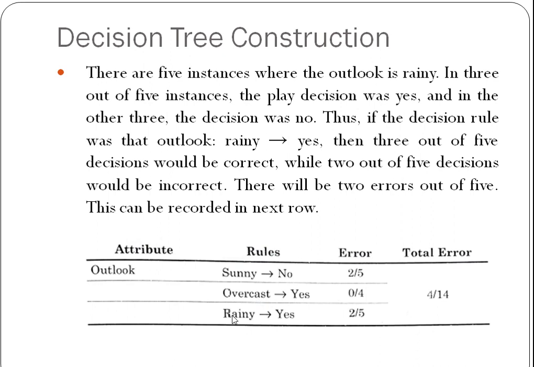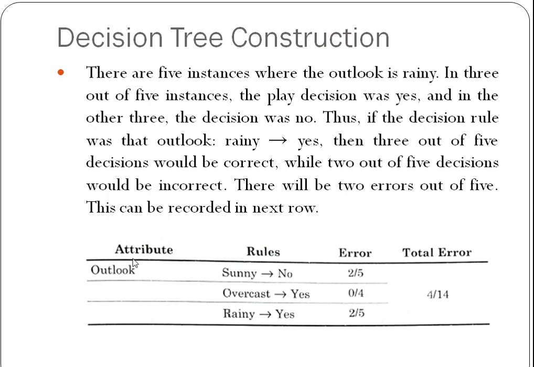Next, similarly, the third value is rainy. I will choose rainy and yes. If you go back and see in the table, there are 5 instances where outlook is rainy, and out of those 5 instances, for rainy yes, this rule is true in 3 instances. In 2 it is false. So what is the error? 2 out of 5. Total 5 plus 5 plus 4, so 14 records are there. If I choose outlook, how much total error will I get? 4 errors out of 14 records.